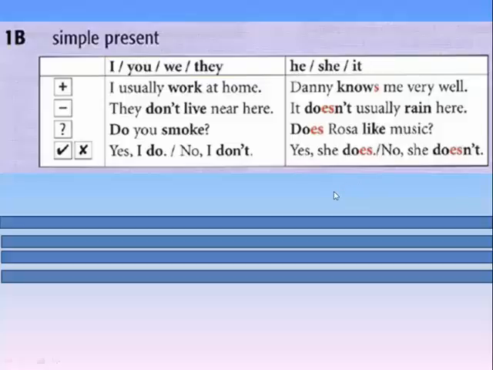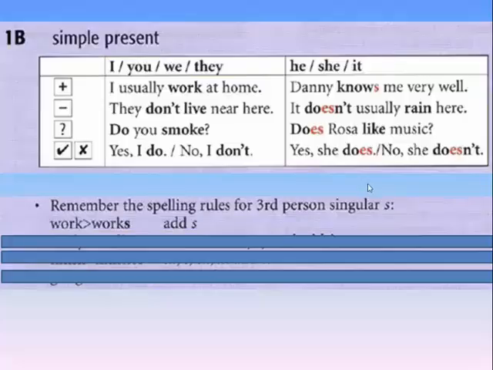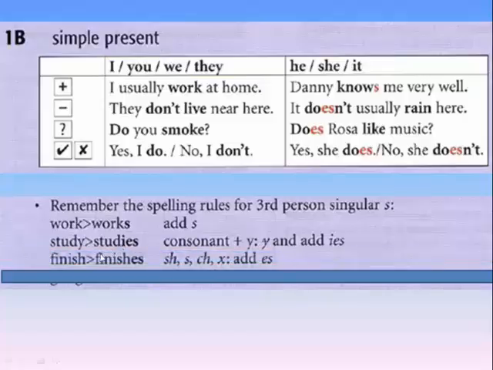Now there are 4 extra things you need to remember. You need to remember 4 rules for the S. The first one is that in general, the normal thing is to add an S, only an S, for he, she, it. If your verb ends in a Y, and before the Y there is a consonant, you delete the Y and you add IES. So consonant plus Y changes a little. Another rule you need to remember is that verbs that end in sh, s, ch, and x, you need to add ES.